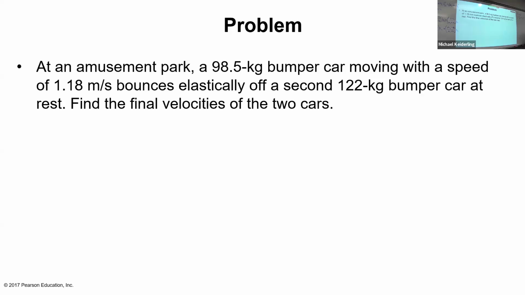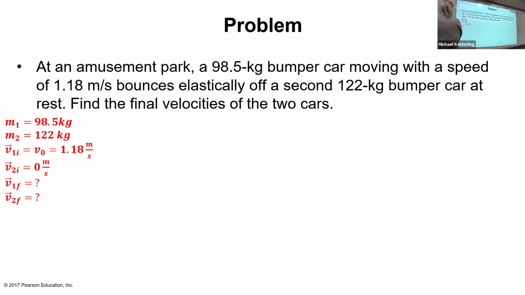So this is fairly straightforward. Mass 1 is 98.5 kilograms. Mass 2 is 122 kilograms. V1 initial, which is V naught, is 1.18 meters per second. V2 initial is 0 meters per second. V1 final is what we're looking for, and V2 final is the other thing we're looking for.